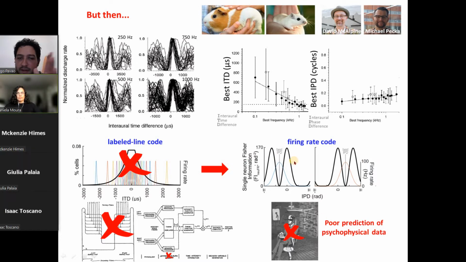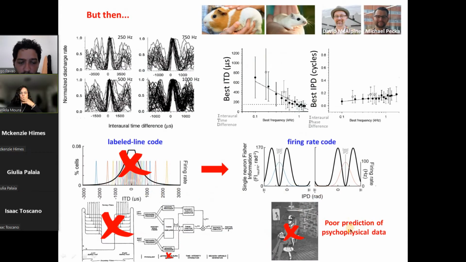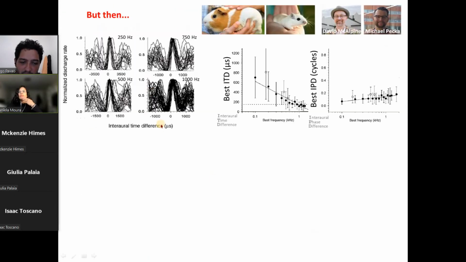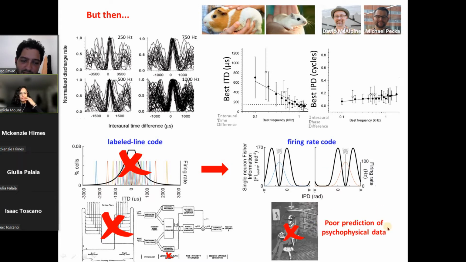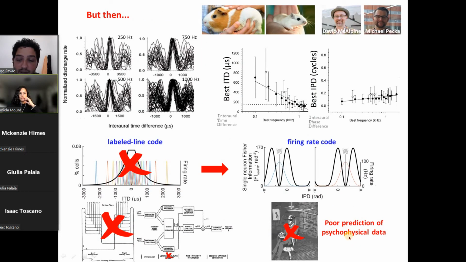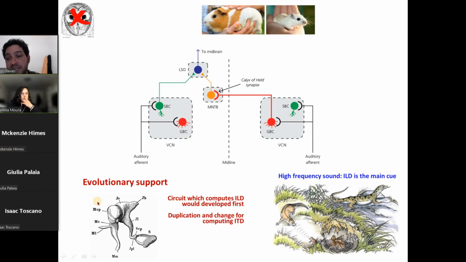Okay, so there is some logic in this way of coding the positions, and they made some model of physiological support. I won't get into the details of this, but they have some physiological support, but they are really poor on the psychophysics side. Here they could predict all the psychophysics very beautifully, right? But with this proposal, they made very poor predictions of the behavior, right? So it's a model with good physiological support, poor psychophysics support, but it has on the other side some evolutionary support, right?